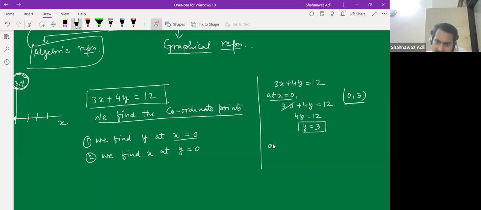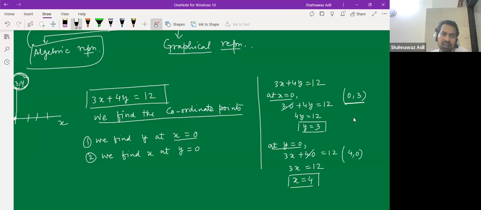And at y equals 0, 3x plus 4 into 0 equals 12. This is 0, so 3x equals 12. So x is 4. So then what is the point? 4 comma 0. So now we have 2 points, and then we can draw the graph of this equation, right?